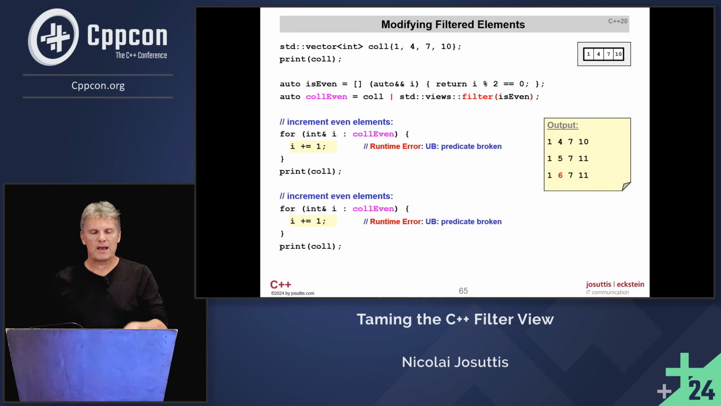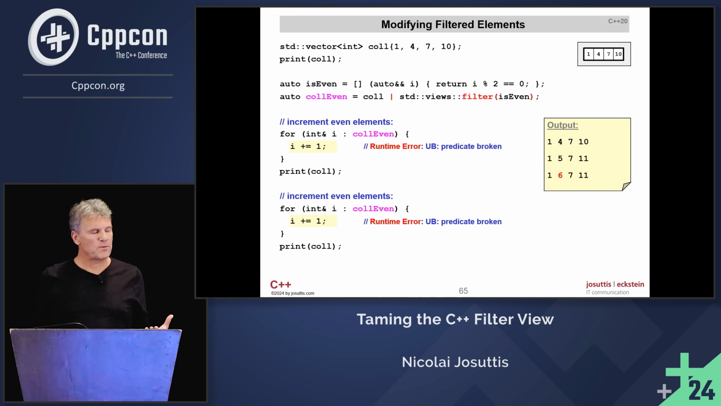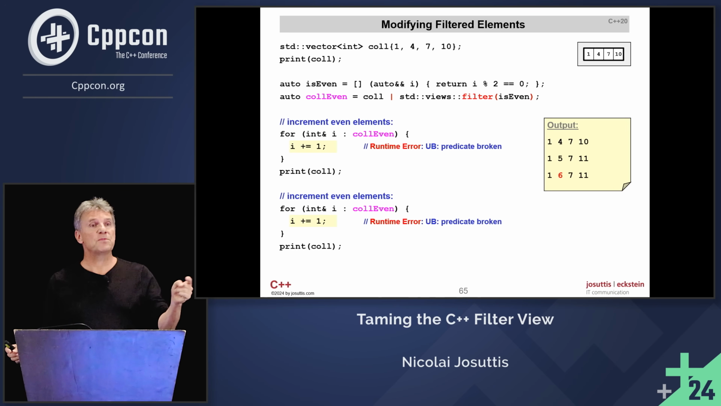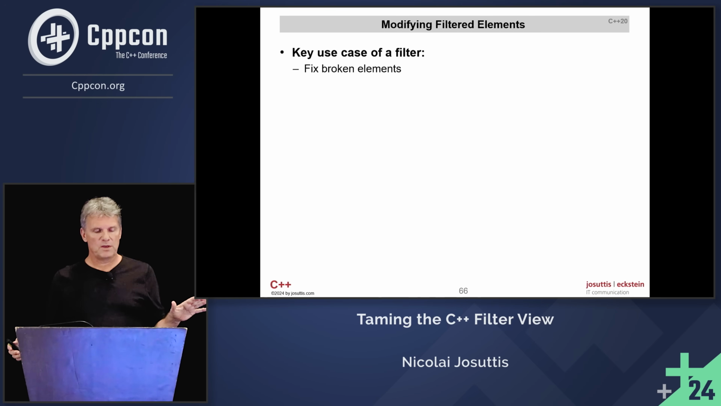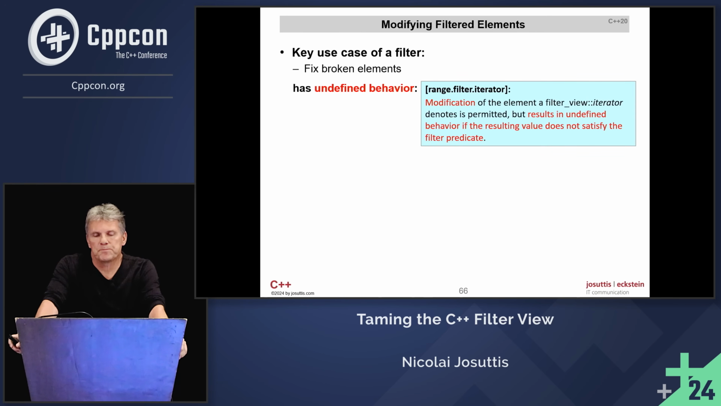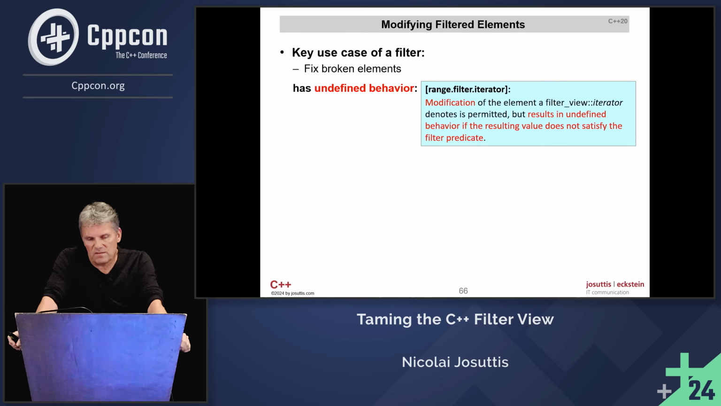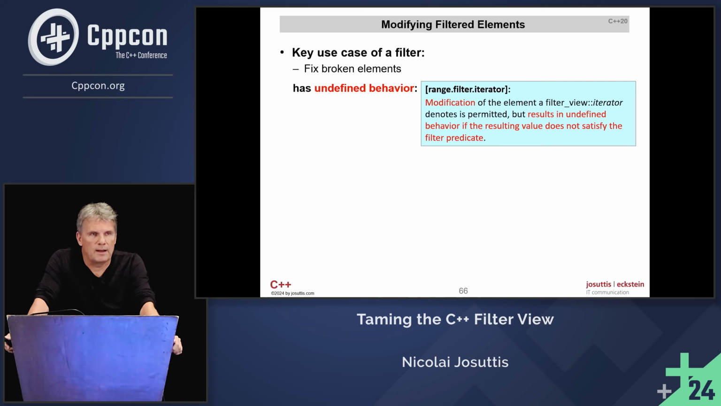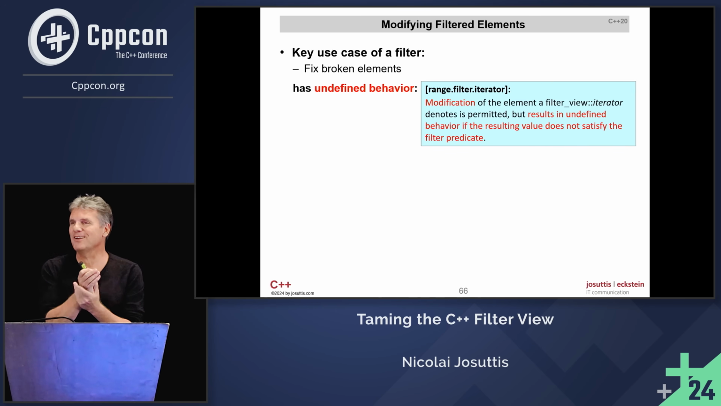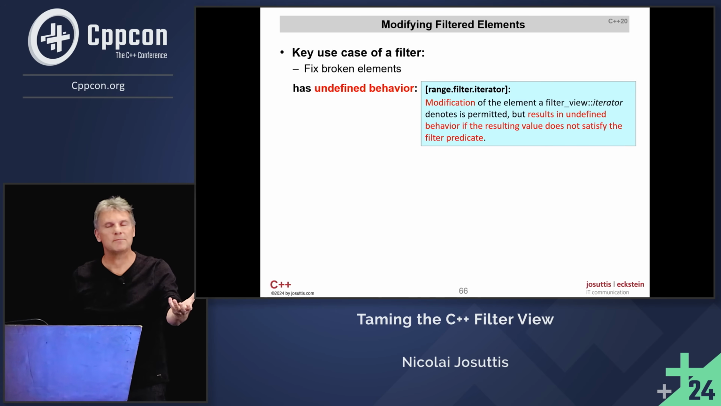So we say, this is a runtime error. Well, in general, we say it's a runtime error if you add 1 here, even in the first iteration. So the first iteration is already undefined behavior. The official wording says this: modifications of elements of a filter view iterator are permitted, but result in undefined behavior if the resulting value does not satisfy the filter predicate. So it's easy. Done. We have done our job. We have standardized, and now it's your problem to deal with that.